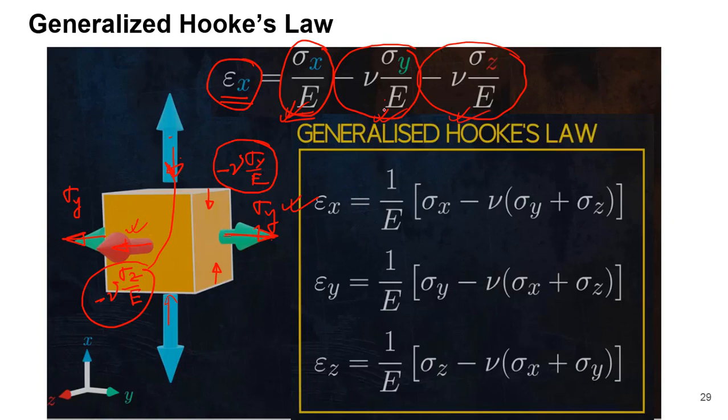If you simply rearrange, taking 1 by E common, you will get this kind of relationship, and exactly the similar thing you can do for the y and z directions. And this set of equations, the stress strain relationship when sigma x, sigma y and sigma z are all present, is what is called the generalized Hooke's law.